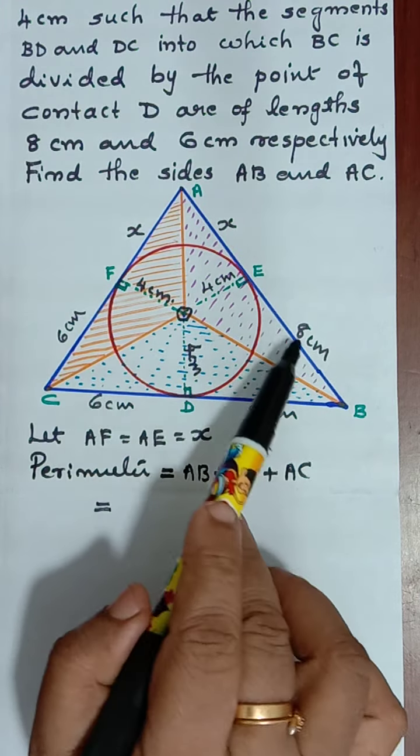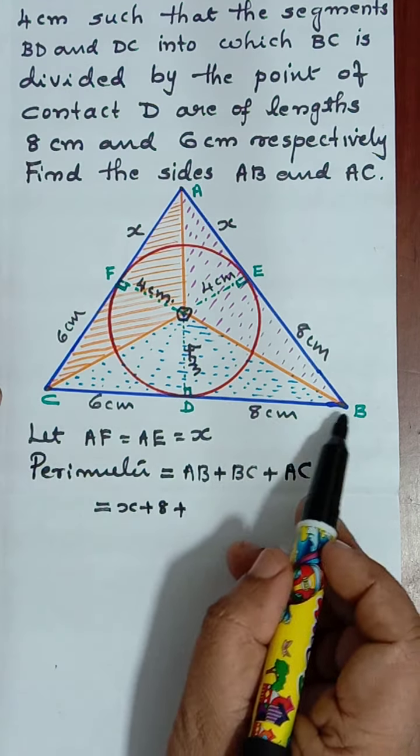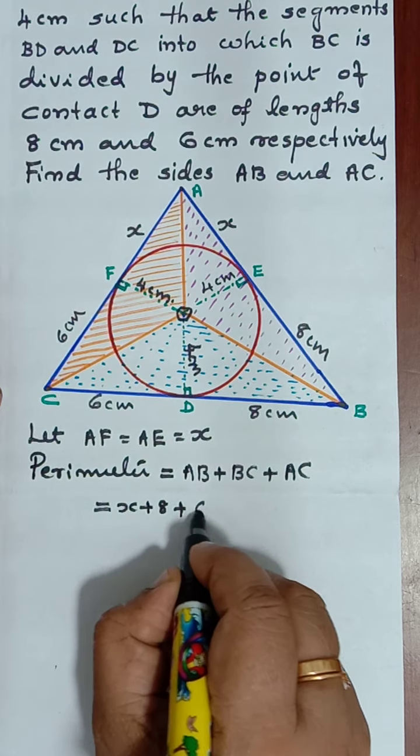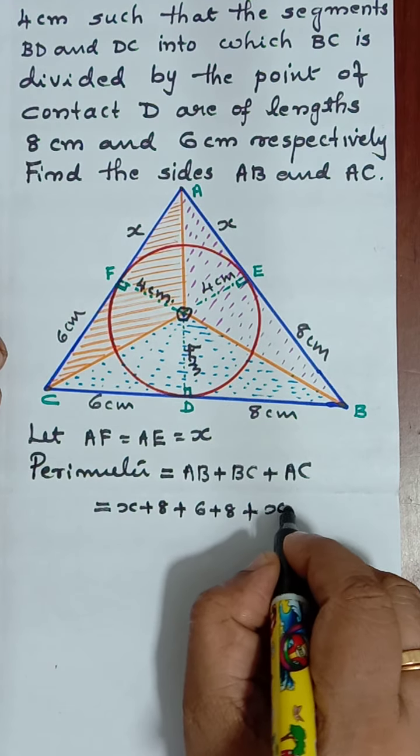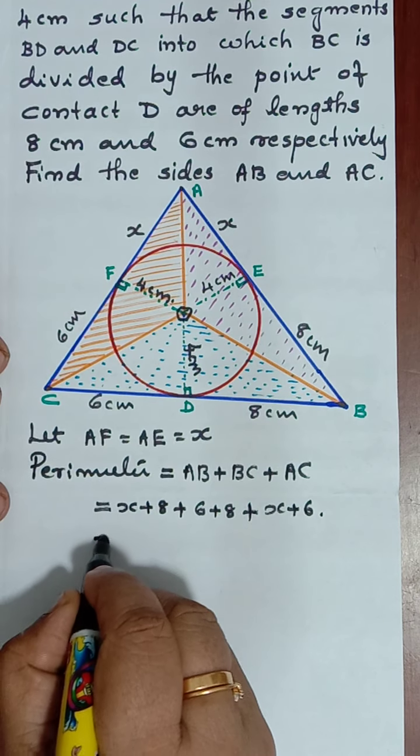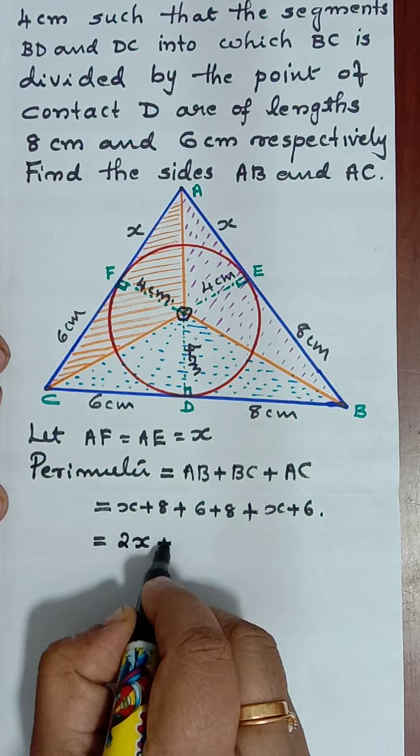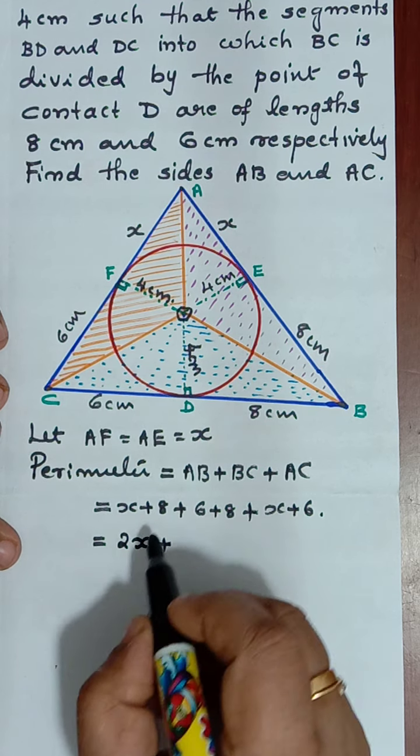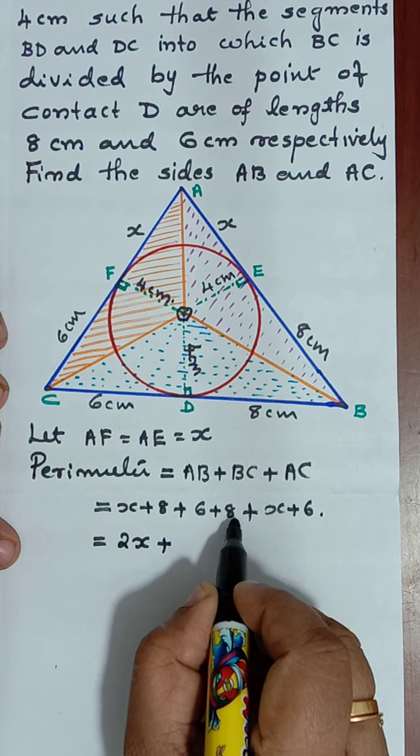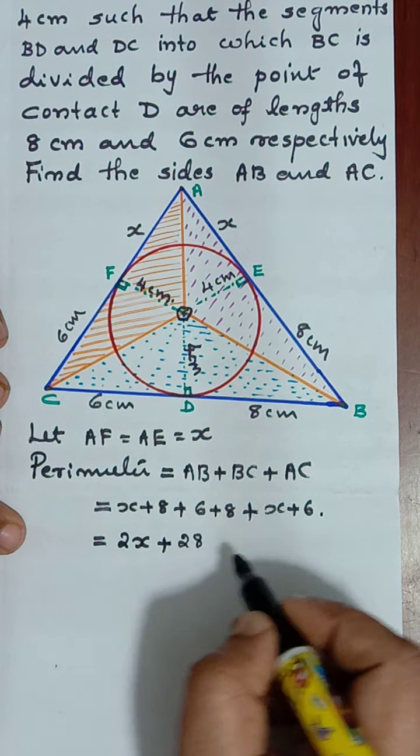AB means x plus 8. BC means 6 plus 8. AC means x plus 6. So take the total of it. x plus x is 2x, plus the sum we have to take: 2x plus 8 plus 6 plus 8 plus 6. What is it equal to? We will be getting it as 28.